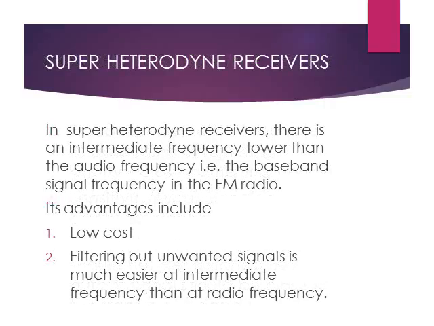FM radio receivers can be built using several methods, of which superheterodyne receivers are most advanced and common these days. In superheterodyne receivers, there is an intermediate frequency lower than the audio frequency, that is, the baseband signal frequency in the FM radio. Its advantages include low cost and it's capable of filtering out unwanted signals.